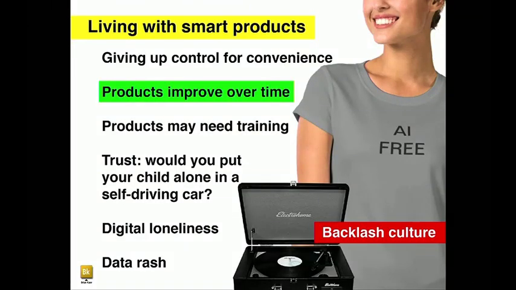So what's it like to live with these smart products? We've done some observational research. Observation is the key to user experience research. We actually watch. We don't listen to what people say. We watch what they do. So we've gone out and watched what people do. And the primary thing that I would say is the difference is that you give up control for convenience.